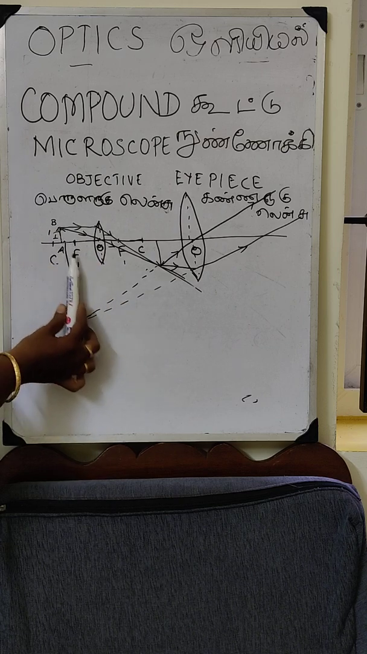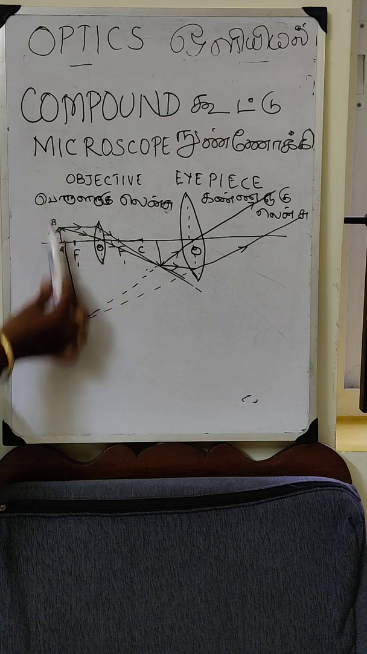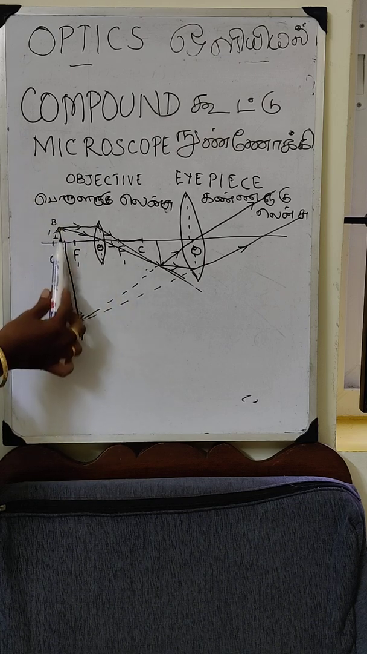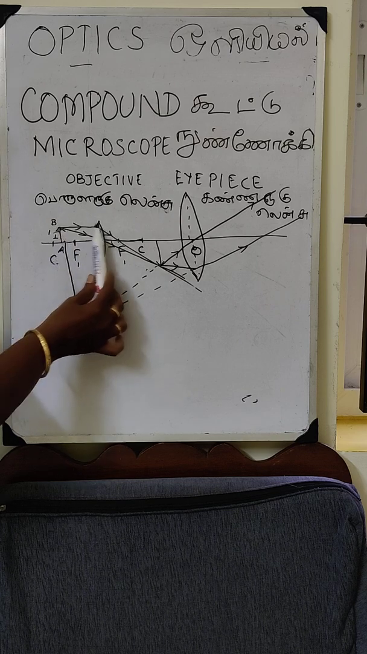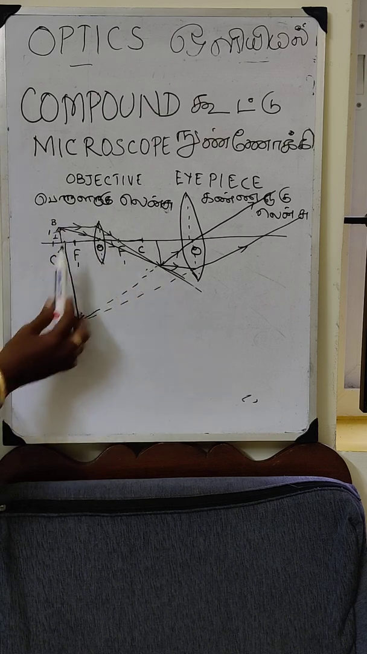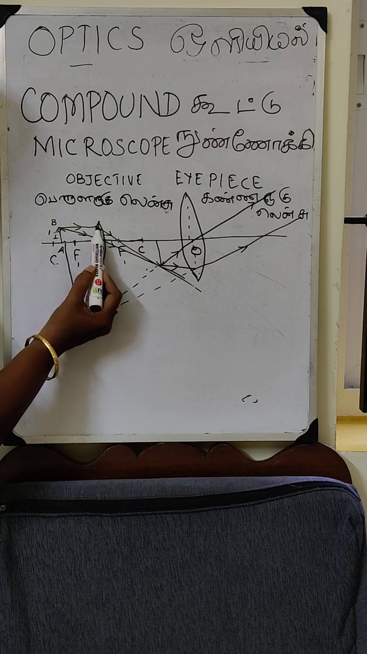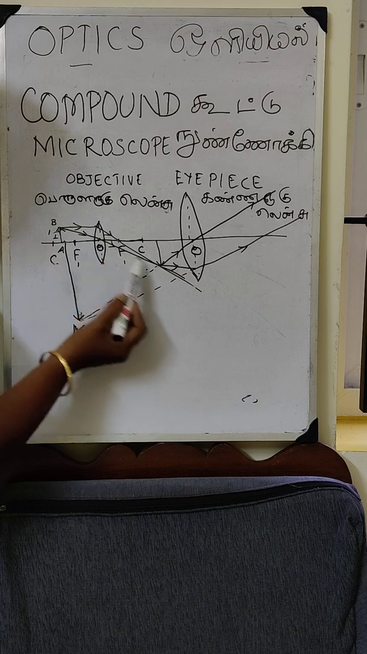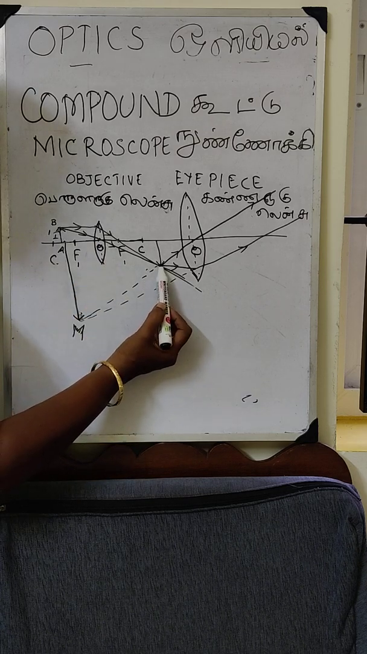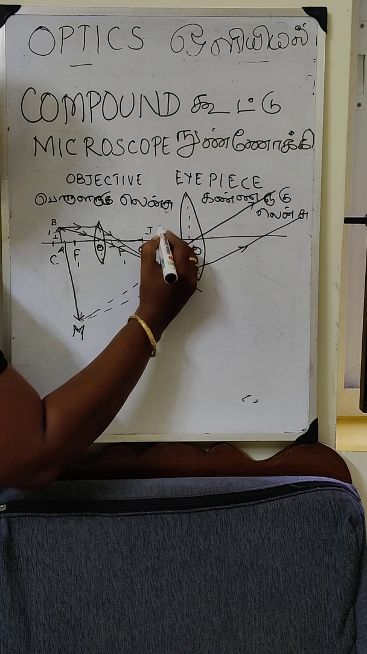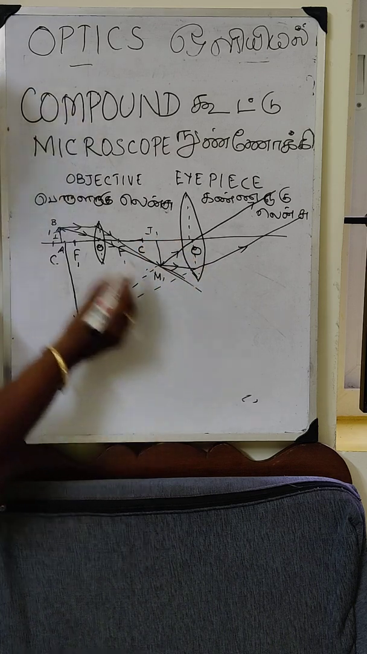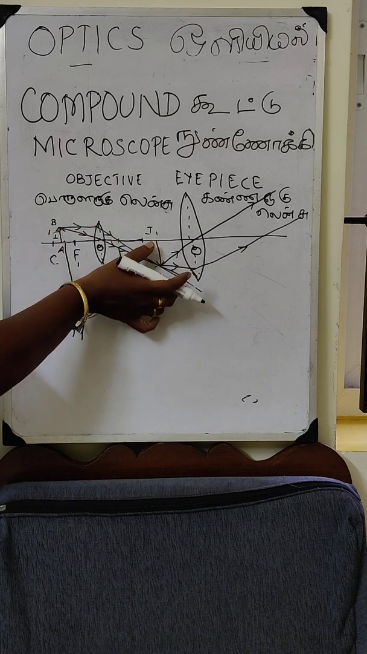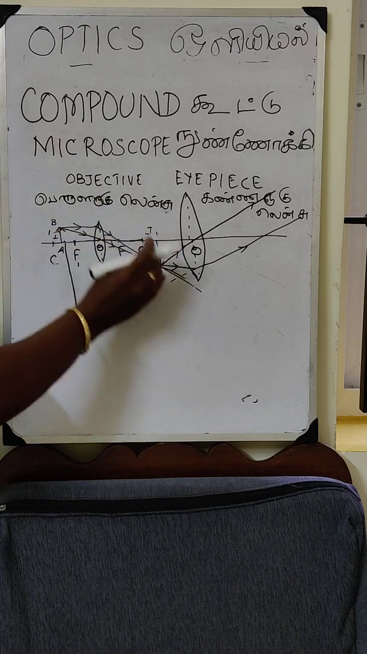The object is placed between the F and C of the objective. As we draw two rays to get the image, one is parallel to the principal axis passing through F and the other one is through the optic center which does not deviate, and you get an image here. So this is I1 M1. You get an inverted magnified image, larger than this. So this is enlarged once.